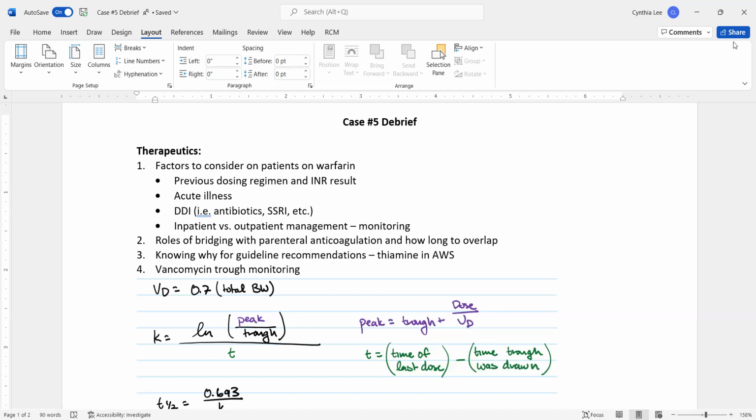Even like 3 tablets, right? You can go in 5 milligram increments or 2.5 milligram increments with a 5 milligram tablet essentially. So that's the difference between the outpatient and inpatient.